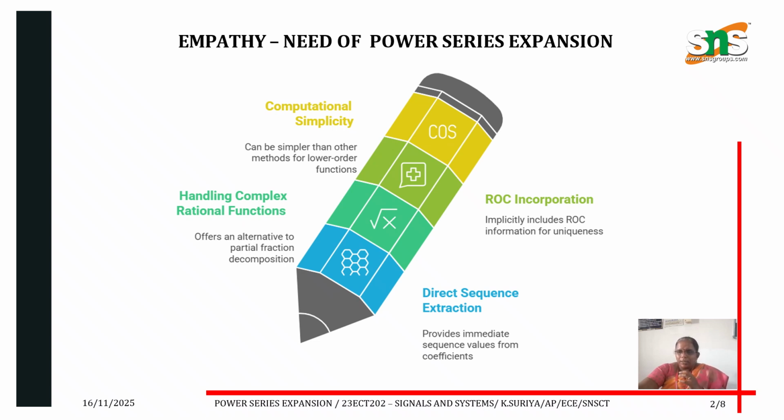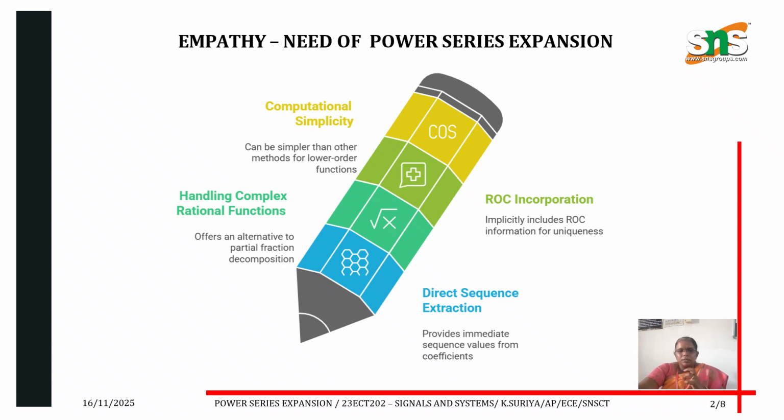Power series expansion, when performed correctly, implicitly incorporates the ROC information. So the direction of the expansion, positive or negative powers of Z, is dictated by the ROC, ensuring that the resulting sequence is causal, anticausal, or two-sided as appropriate.